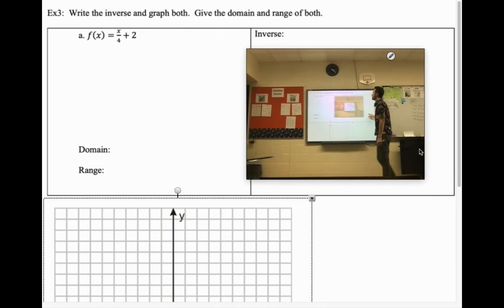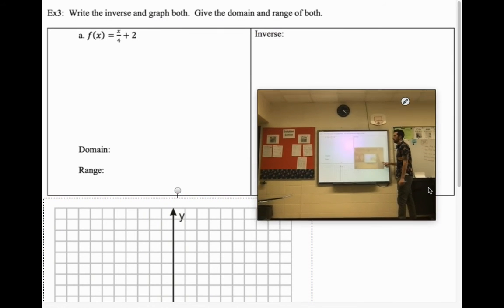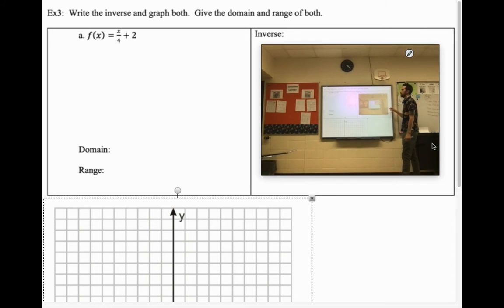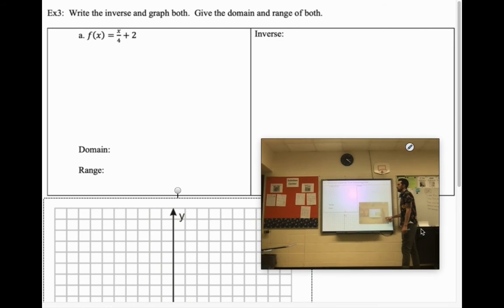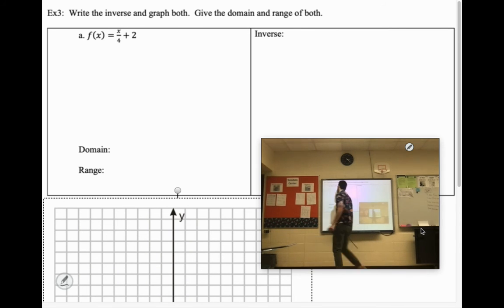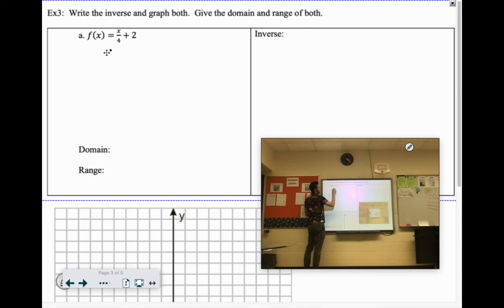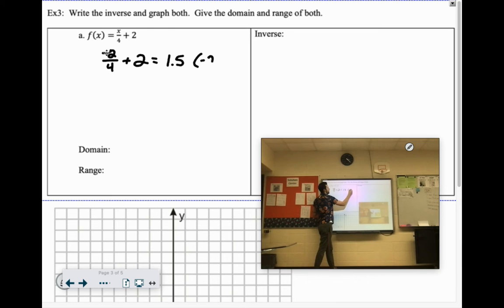Write an inverse and graph both. Give the domain and range of both. So graphing x over 4 plus 2. If we were to write the inverse function for that, I guess we could just flip the coordinates. If we sub in negative 2 here for x, negative 2 over 4 is negative 1/2, plus 2, negative 0.5 plus 2 would be 1.5. So that coordinate would be (negative 2, 1.5).